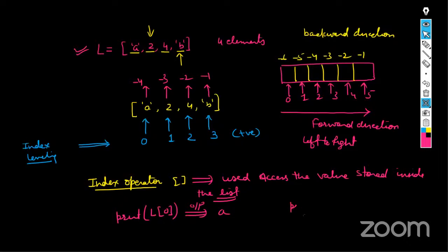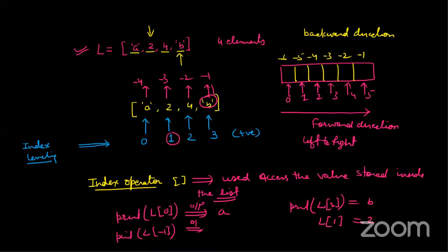In the same way, if you write print L at location, let's say 3, it will give output B. In the same way, location at, let's say 1, it will give the output 2. So this is one way of accessing the value. You can also use the negative index as well. For example, if you write print L of -1, -1 means you are talking about this location, this value. So the output will be this value, guys.